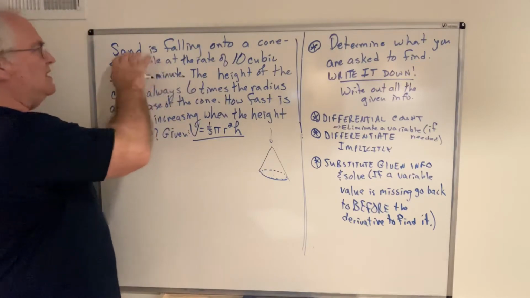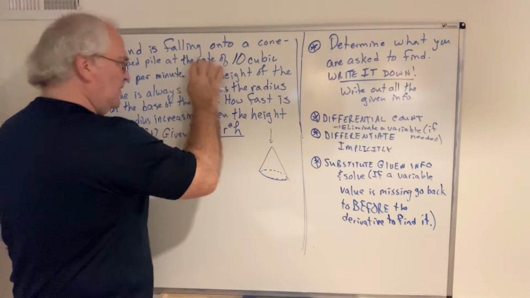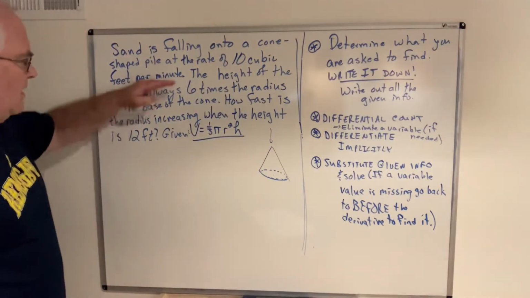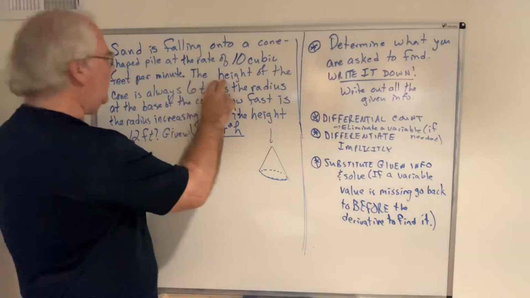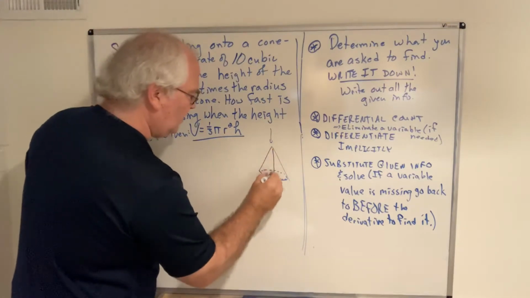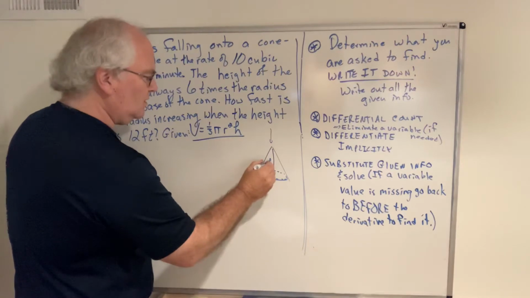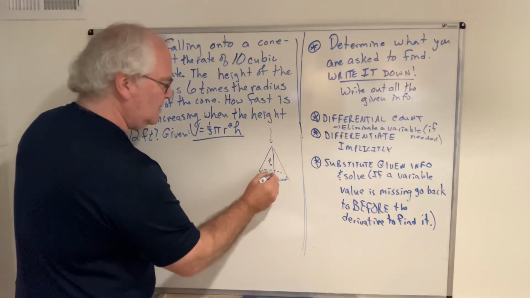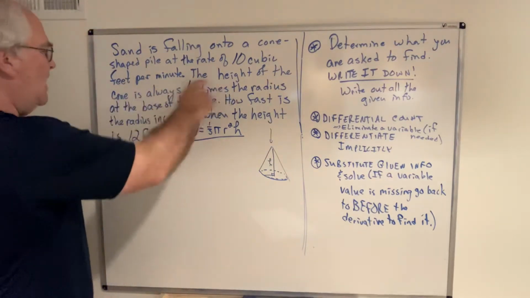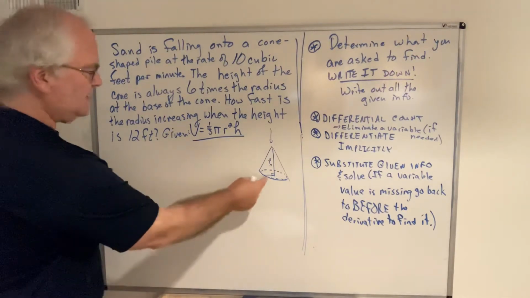What we have is this: sand is falling onto a cone-shaped pile, and we're given the rate of 10 cubic feet per minute. Now, here's the relationship. The height of the cone, now when we have a cone, the height is this vertical distance. That's the height of the cone, the perpendicular vertical distance, and then the radius is the radius at the base of the cone. And so it says the height of the cone is always 6 times the radius at the base.